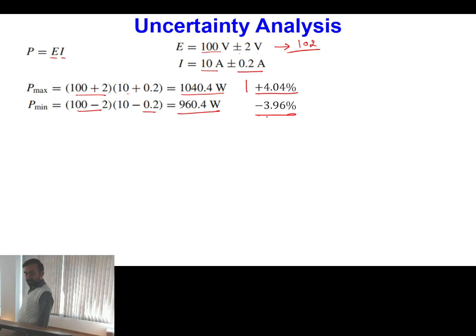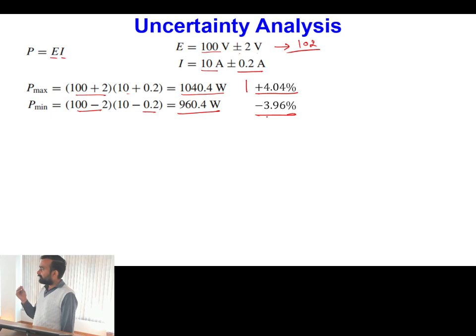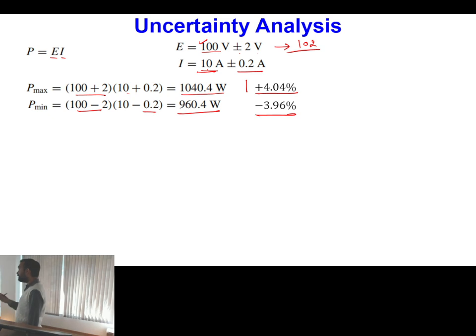But one simple point is, can you consider a possibility where voltage is giving the maximum deviation and current is also giving the maximum deviation? Is it possible simultaneously?